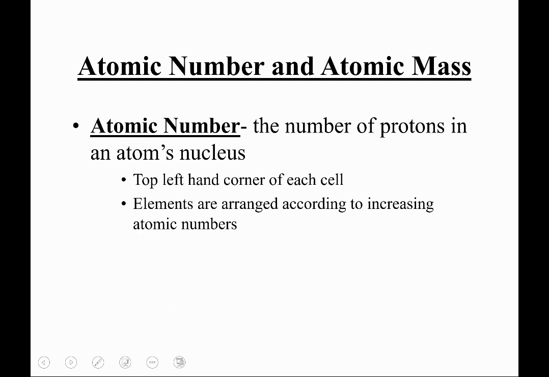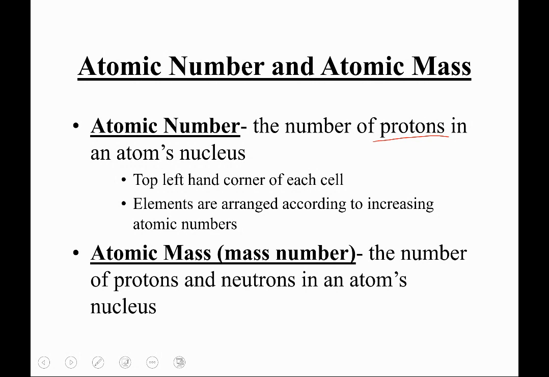Let's see what atomic number and atomic mass mean. These can be found on the periodic table. The atomic number tells you the number of protons in the nucleus. In your periodic table, I'll try and get a picture of it up here in a bit, it should be in the top left of each cell. Each cell meaning each little part of the periodic table. The elements on the periodic table are arranged according to increasing atomic numbers if you go across the periods.